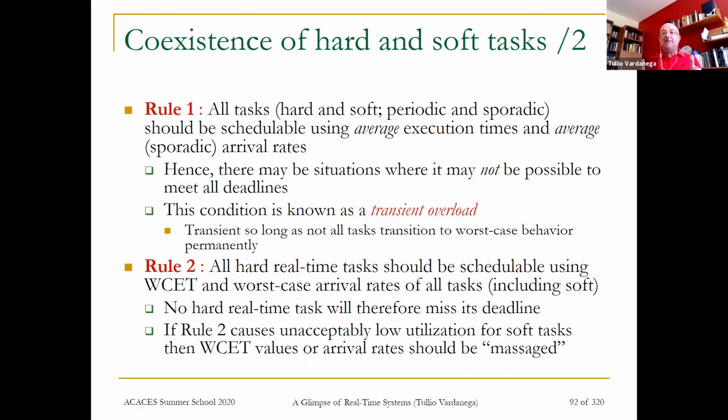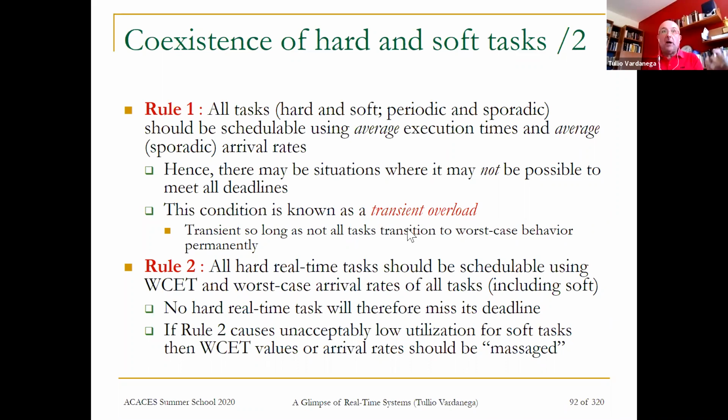And if it happens, you say, all right, so at least I know that if they behave average, everybody's happy. Of course, not everyone and not always they behave average. Some behave worst case. When that happens, we have a transient overload, a situation which is not permanent, has a certain lapse of duration in which not everyone can fit.